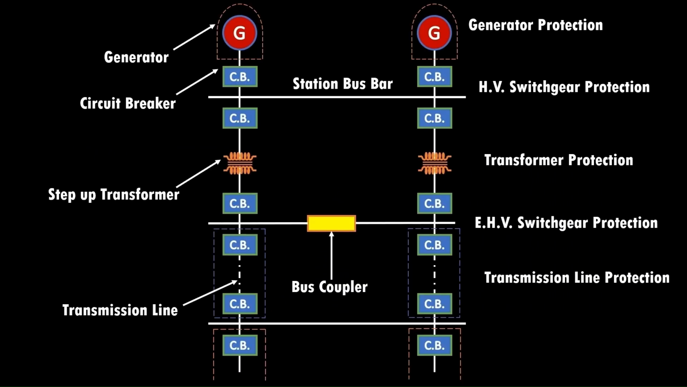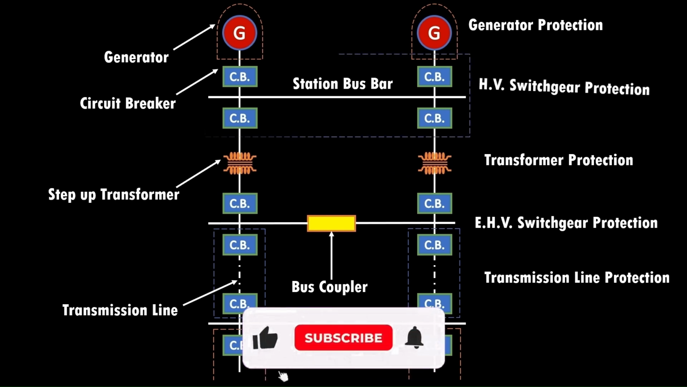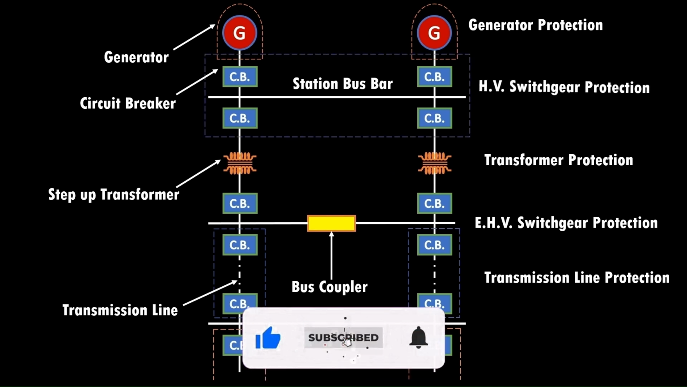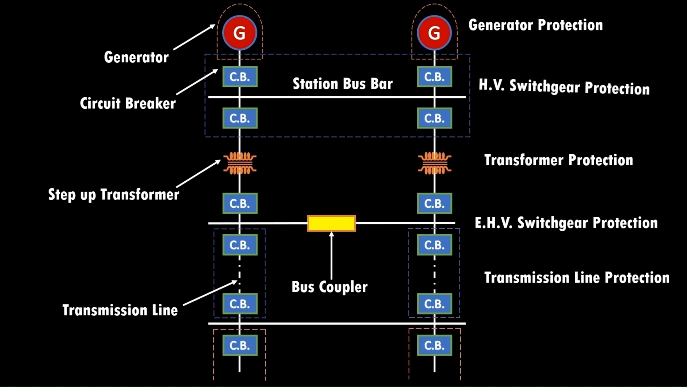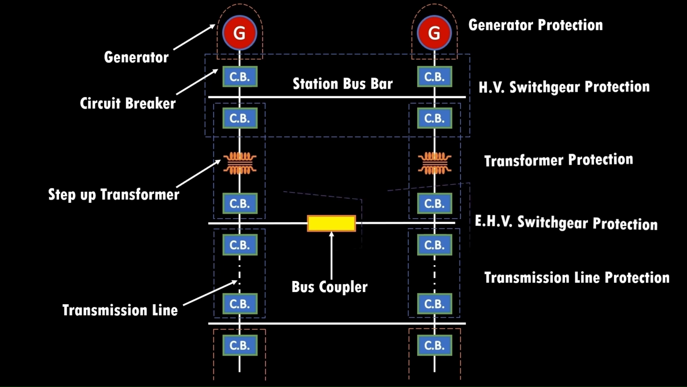Here, for example, you can see that HV switchgear protection is overlapped with generator protection and transformer protection. Same way, transformer protection is overlapped with HV switchgear protection and EHV switchgear protection. And EHV switchgear protection overlapped with transformer protection and transmission line protection.